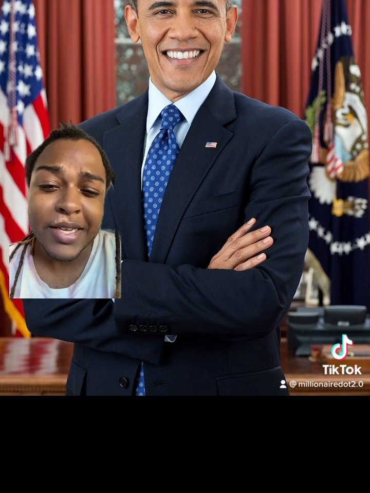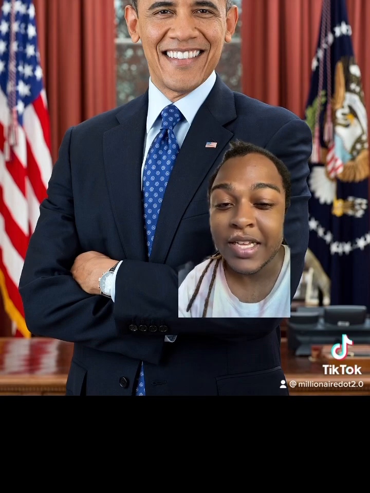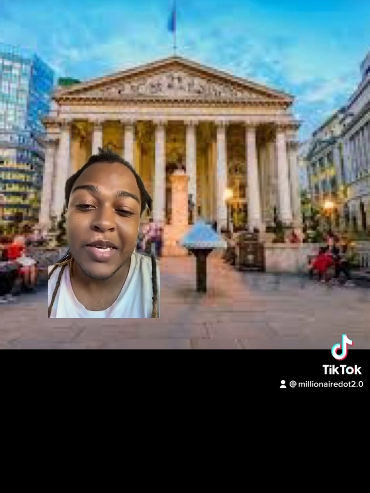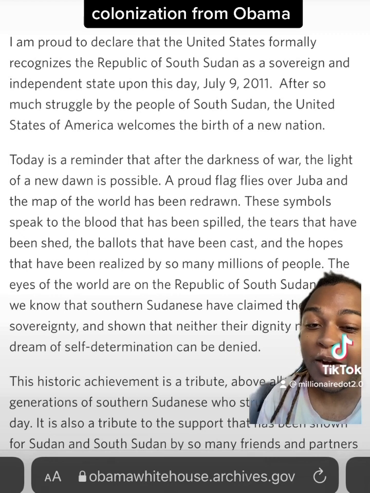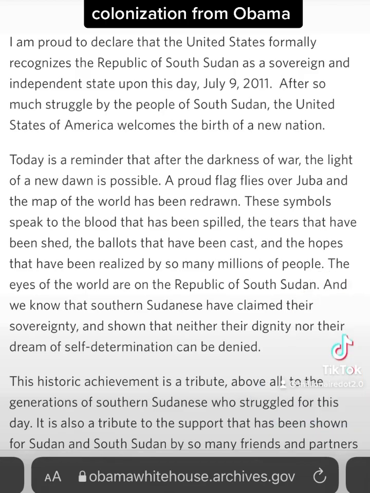Then he nationalized it as the Republic of South Sudan, and we all should know what the Republic actually means. See, a lot of these presidents make the American people believe that they are bringing democracy to these lands, but in all reality, it's just to bring in a private central bank and allow them to be in control of these national banks. Here's a statement made by Barack Obama in 2011 when they made the Republic of South Sudan, and you guys can pause and read. Now back to the continuation of the series.